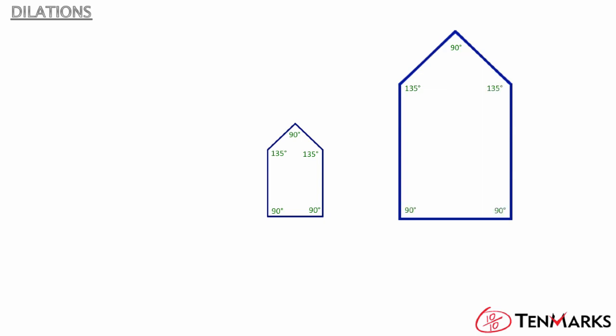The angles do stay the same, even though the figure got bigger. This is an example of a dilation. A dilation is a type of transformation that changes the size of a figure but not the shape. A dilation can make an object bigger or smaller, but the angles remain the same.